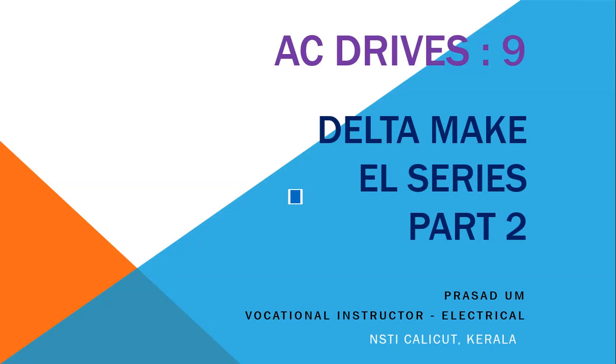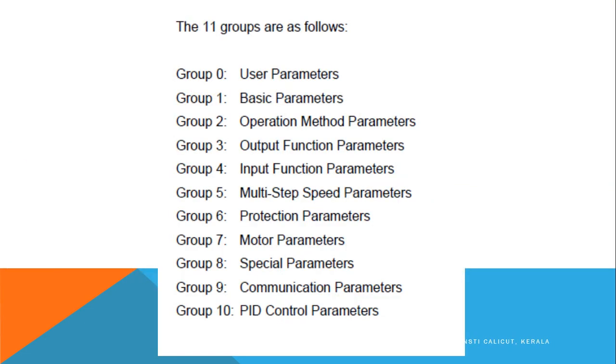Today we'll be seeing the part 2 video of the DeltaMake EL series. The DeltaMake EL series drive has multiple parameter options. It is grouped into 11 groups, from 0 to 10.